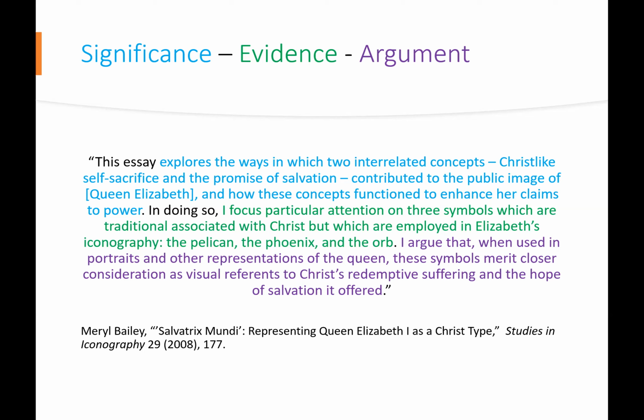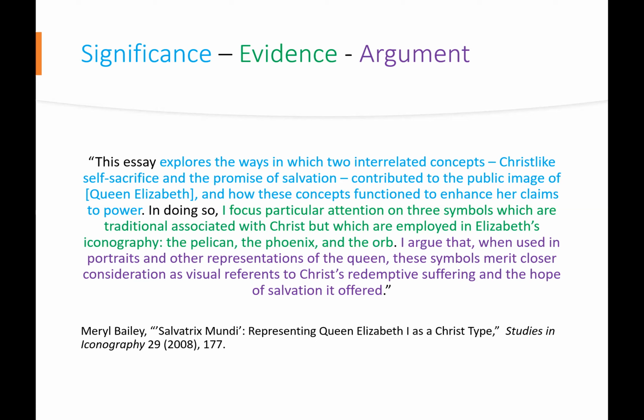These two concepts are pretty specific, but it's also showing the larger issue that they're addressing in this scholarship, this idea of the claim to power. So this is one building block for that larger argument. So then getting into the evidence, in doing so, I focus particular attention on three symbols, which are traditionally associated with Christ, but which are employed in Elizabeth's iconography: the pelican, the phoenix, and the orb.